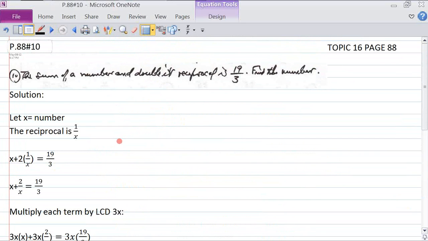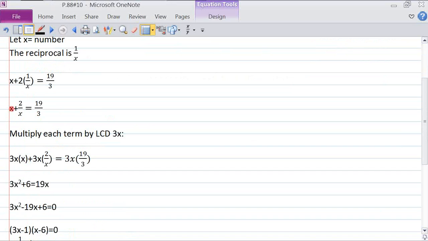Next problem. Find the number if the sum of the number and double its reciprocal is 19/3. So we let x equal the number. The reciprocal, this is x over 1, so the reciprocal is 1/x. We just make the denominator into the numerator and the numerator into the denominator for the reciprocal. So the equation that we have is a number plus twice its reciprocal right here equals 19/3. And this simplifies to x plus 2 over x equals 19/3.